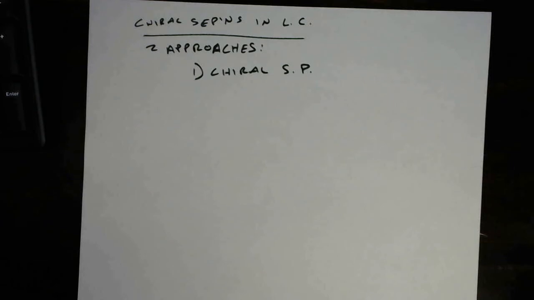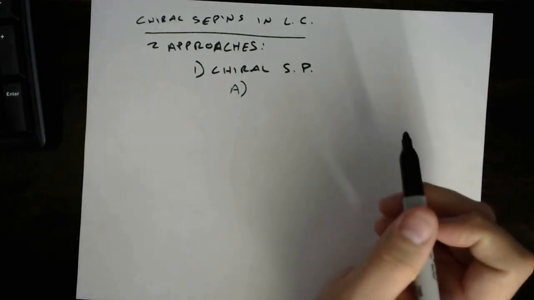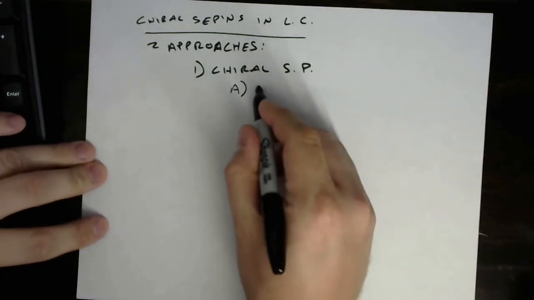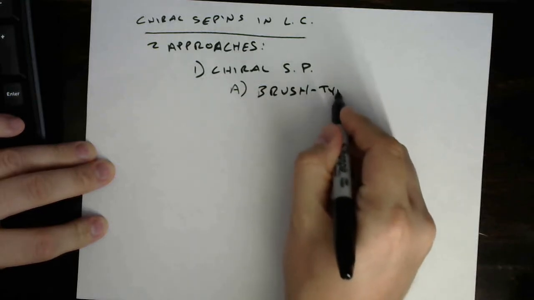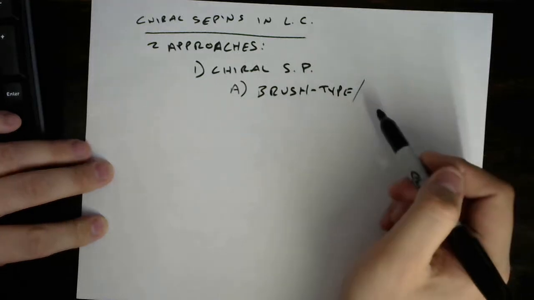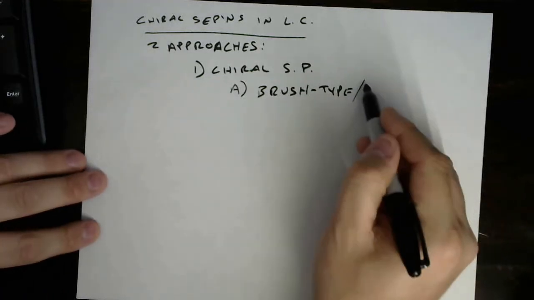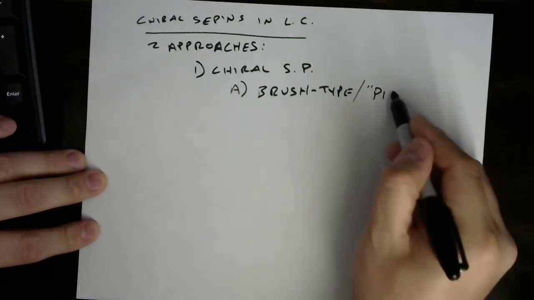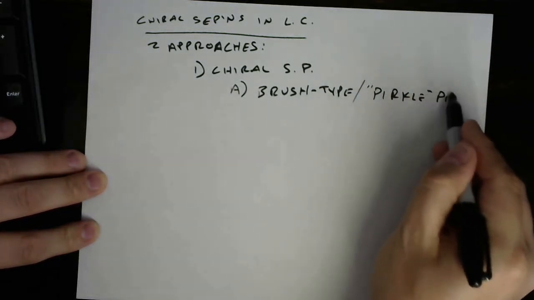So let's take a quick look at what these ways are. The first, some people call these brush type phases, or a more common, maybe, or more descriptive term is the Pirkle type phase.